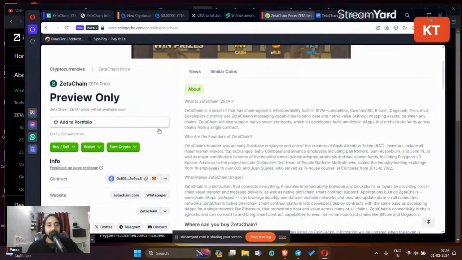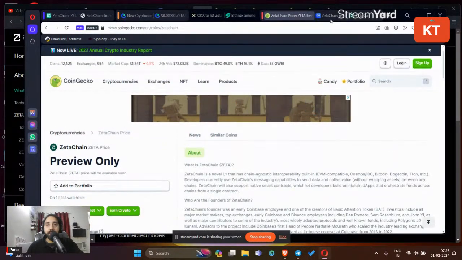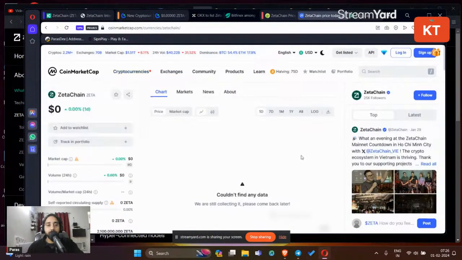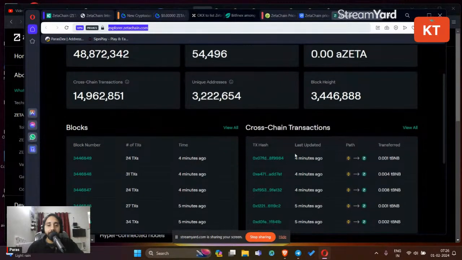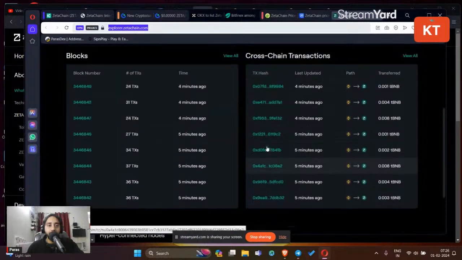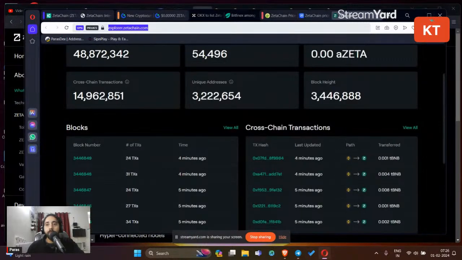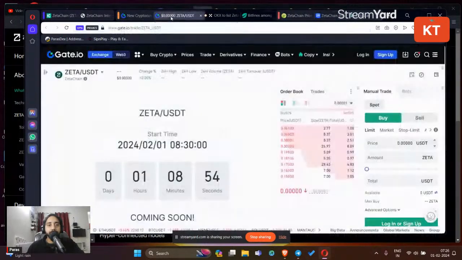So this is about the Zetachain. You can see the price feed will soon be live on CoinGecko. They have listed the token on CMC also. And this is the Zetachain Explorer. I think this one is for the testnet, but you can see the activity is very active and looks quite promising. But let's go back and let me just talk about the Zeta token so that we can get things moving.